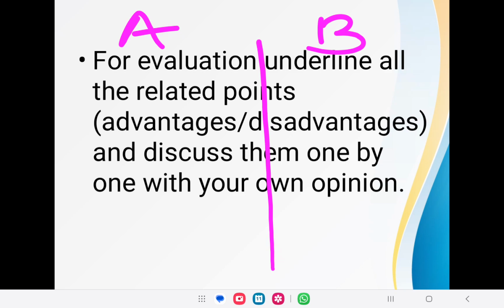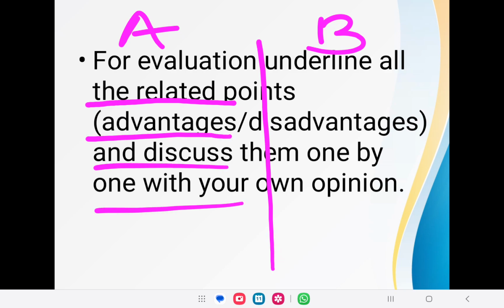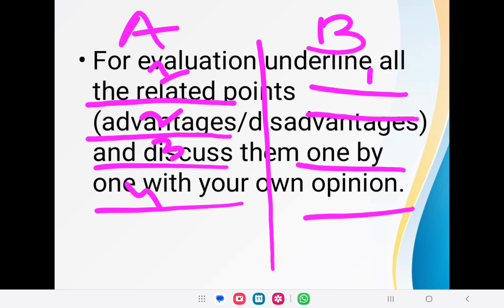So basically, on one side there's one point of view, and on the other side there's the other point of view. When you find something related to the advantages of mobile phones, you will underline that. This is second, this is third. You will underline like that, and then give it a number also: this is first, second, third, fourth. On the other side also you are going to underline all of them like this, and give them numbers also.